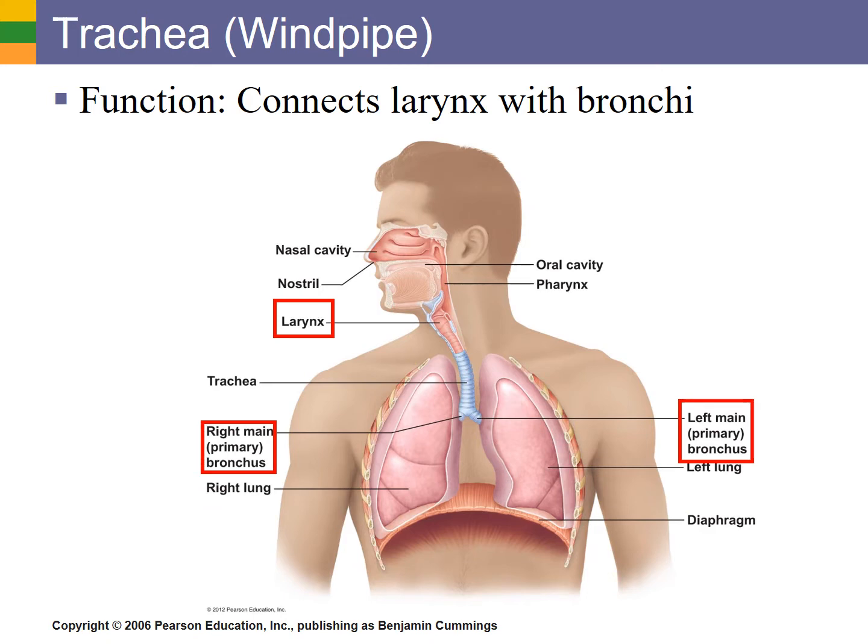The trachea connects the larynx with the bronchi. The larynx, again, is where your voice box is located and is the opening to the trachea. The trachea then extends into the thoracic cavity where it divides into a left and right primary or main bronchus. The trachea is also known as the windpipe.